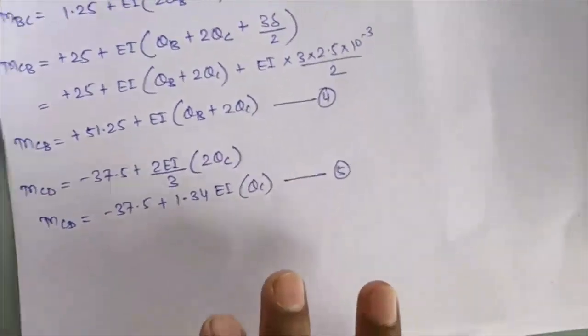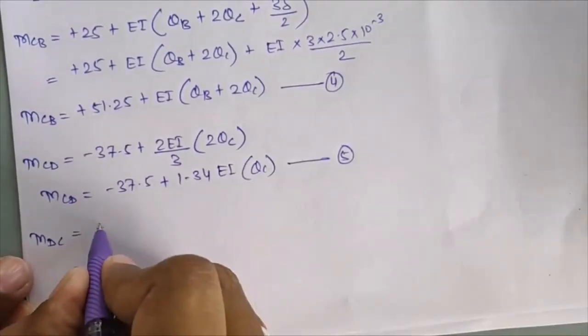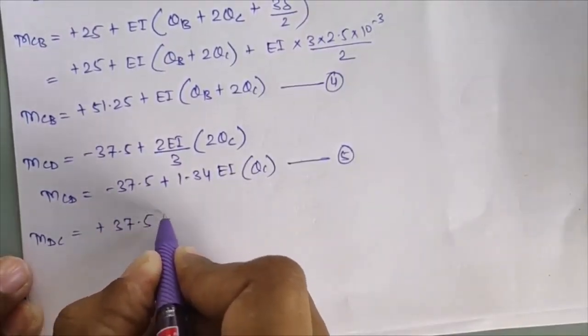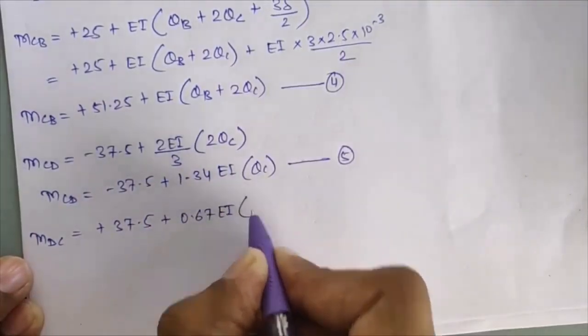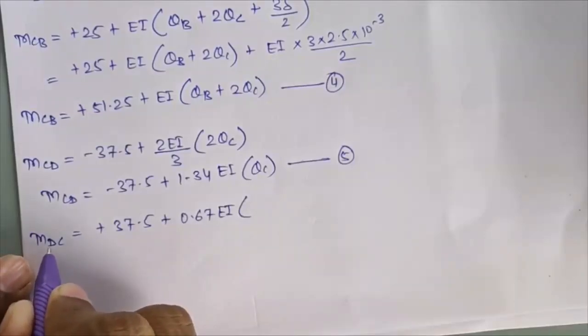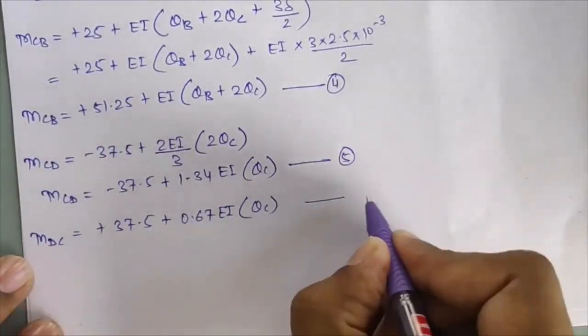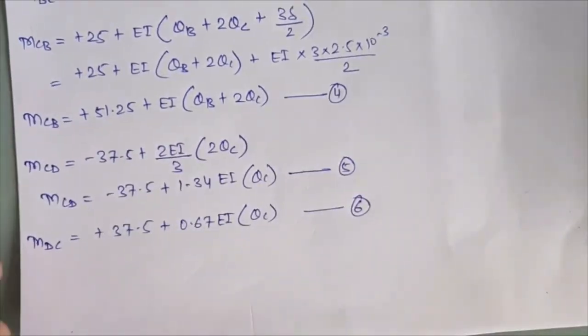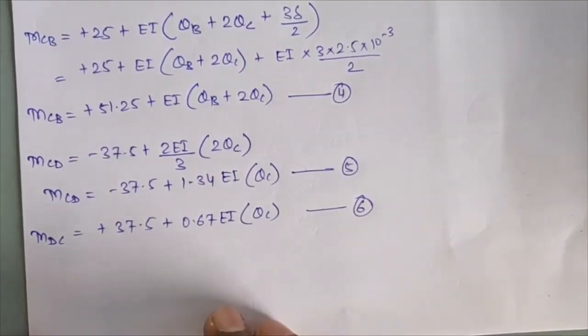And the last equation we'll see, that will be for MDC. It is equal to MFDC plus 37.5 plus 2 by 3, that I'll get as 0.67 EI into near end is your D, but that is 0. Far end rotation will be your just theta C. So this will be my equation number 6 over here. So for 3 span beam you will get total equations equal to 6.